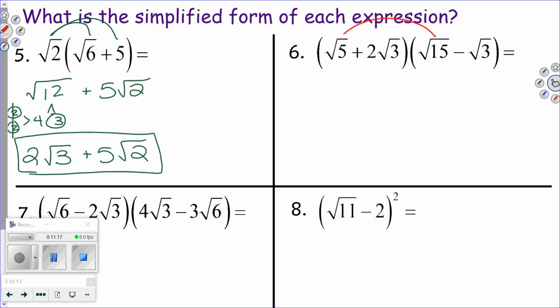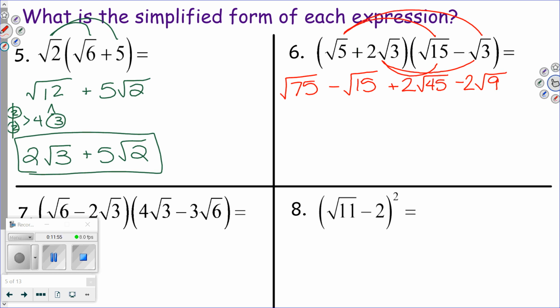So radical 5 times radical 15 is radical 75. Radical 5 times negative radical 3 is negative radical 15. All right, and then we distribute the next term. 2 radical 3 times radical 15 is 2 radical 45. And then 2 radical 3 times negative radical 3 is what? Negative 2 radical 9. We can go one step at a time.